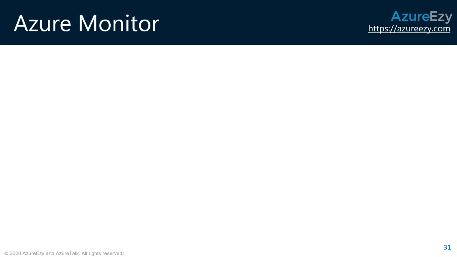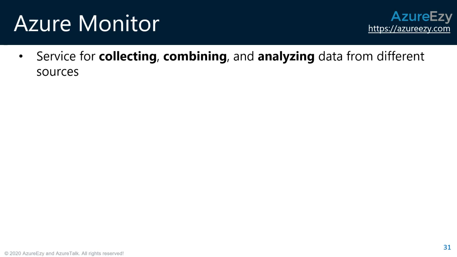In these sections, the very first thing we are going to discuss is Azure Monitor. What is Azure Monitor? Azure Monitor is a service that helps you collect, combine, and analyze data from different sources. What type of data? Generally the logs, events, and metrics. So it helps you collect all those things, combine them, and analyze and visualize them from different sources. We'll be discussing what type of data and what type of analysis in an upcoming slide.